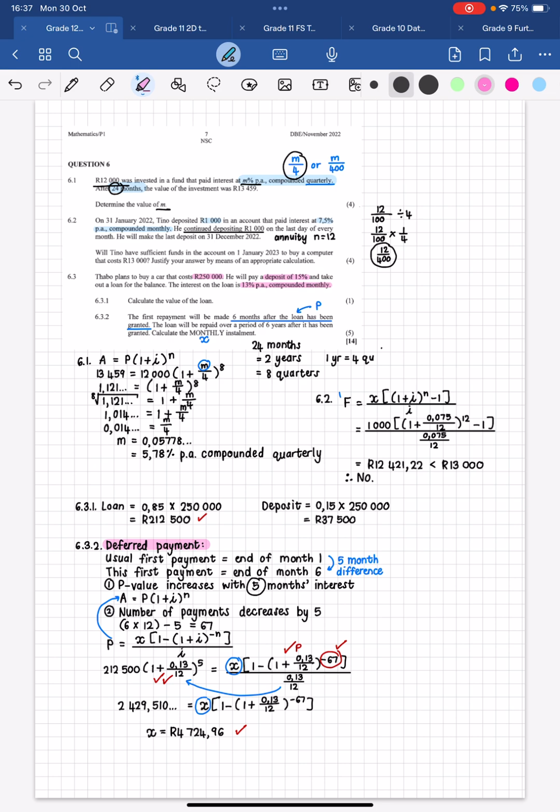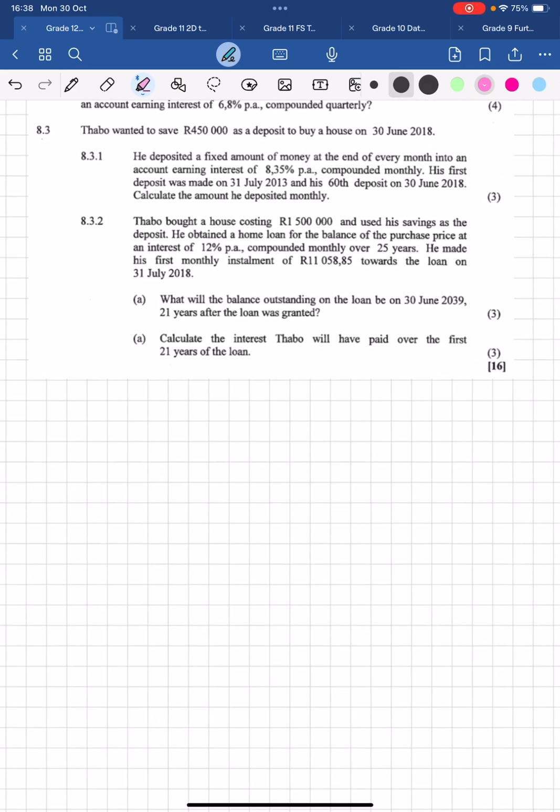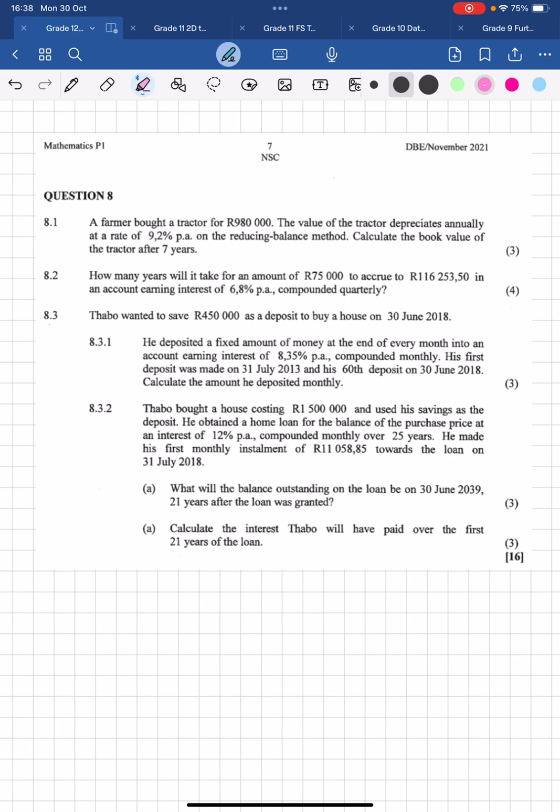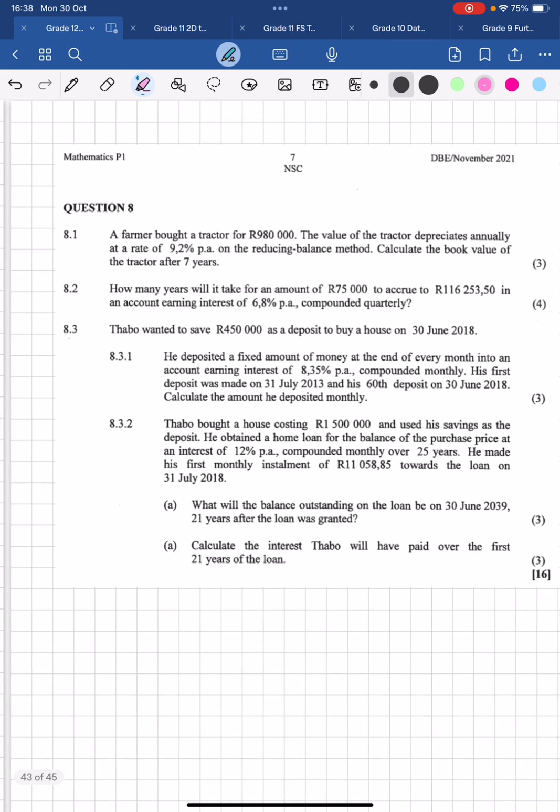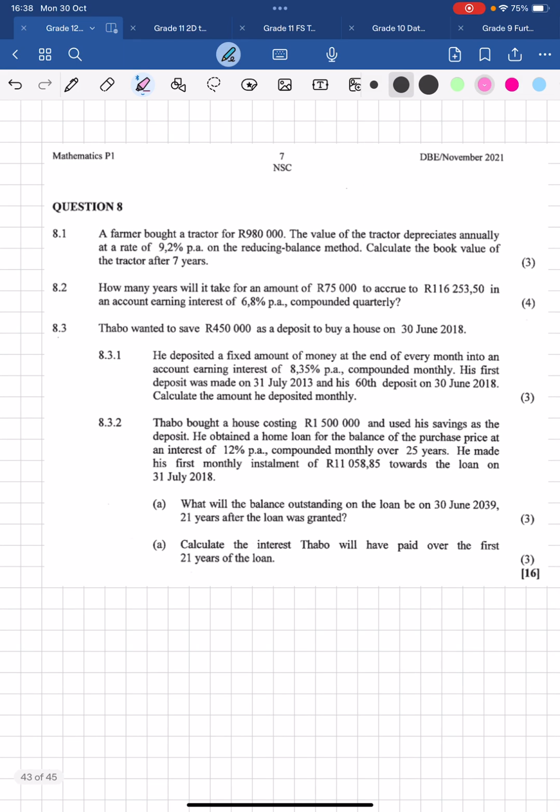I want us to look at the November 2021 paper now as well. In the November 2021 paper, I really want to get to the last question because the last question had something that is quite tricky, but I want you guys to write the kind of formula down for it, and that is how to calculate the interest amount paid. So, if we are going to question 8, this is now from the November 2021 exam. Again, the finance question. Sorry, let me just straighten this up a bit.